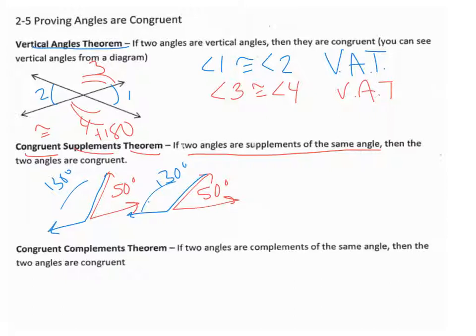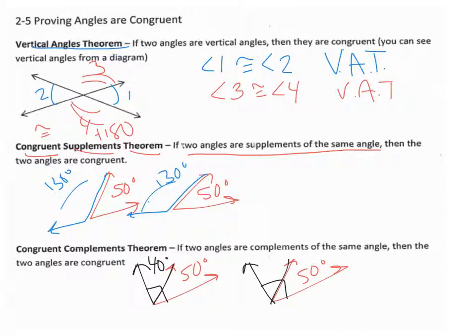The congruent complements theorem is the same. If you have a 50-degree angle and this angle is complementary to it, and this angle is also complementary to it, then this black angle has to be 40 degrees in both cases.